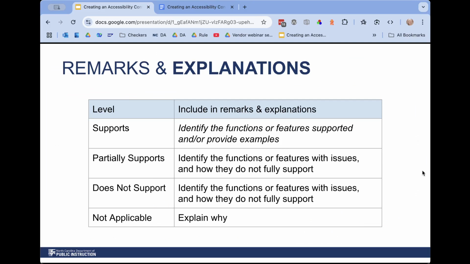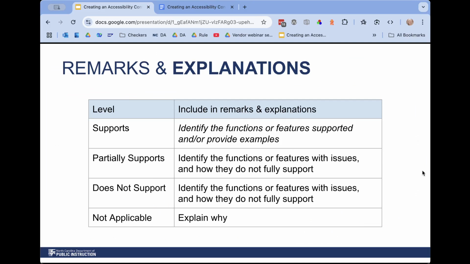I'm going to skip supports for a minute, and you'll see I have a statement there that's italicized. I'm going to jump down to partially supports. This is language that's straight from the template itself. This is what ITI has put directly into the instructions in the top part of the VPAT. If something is partially supported, that's your compliance level that you've determined, then in the explanation part, this is a space for you to identify the features and the functions that have issues and how they're not fully supported, which makes sense. Tell the story of what's not accessible, what doesn't conform with that standard.